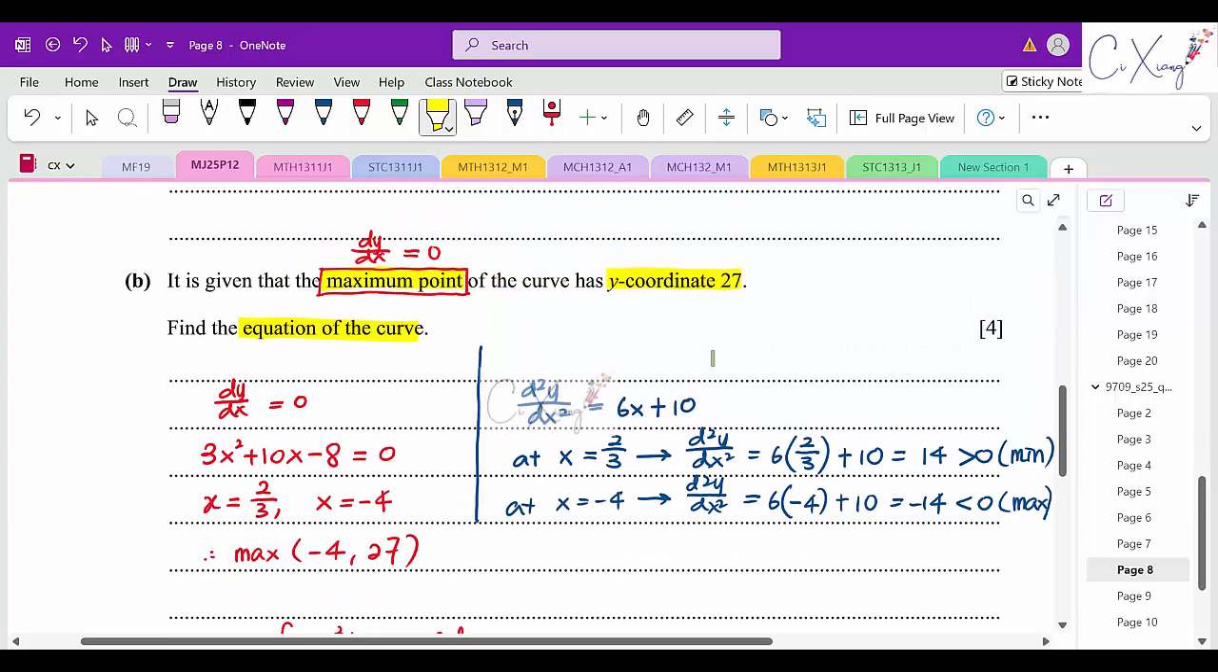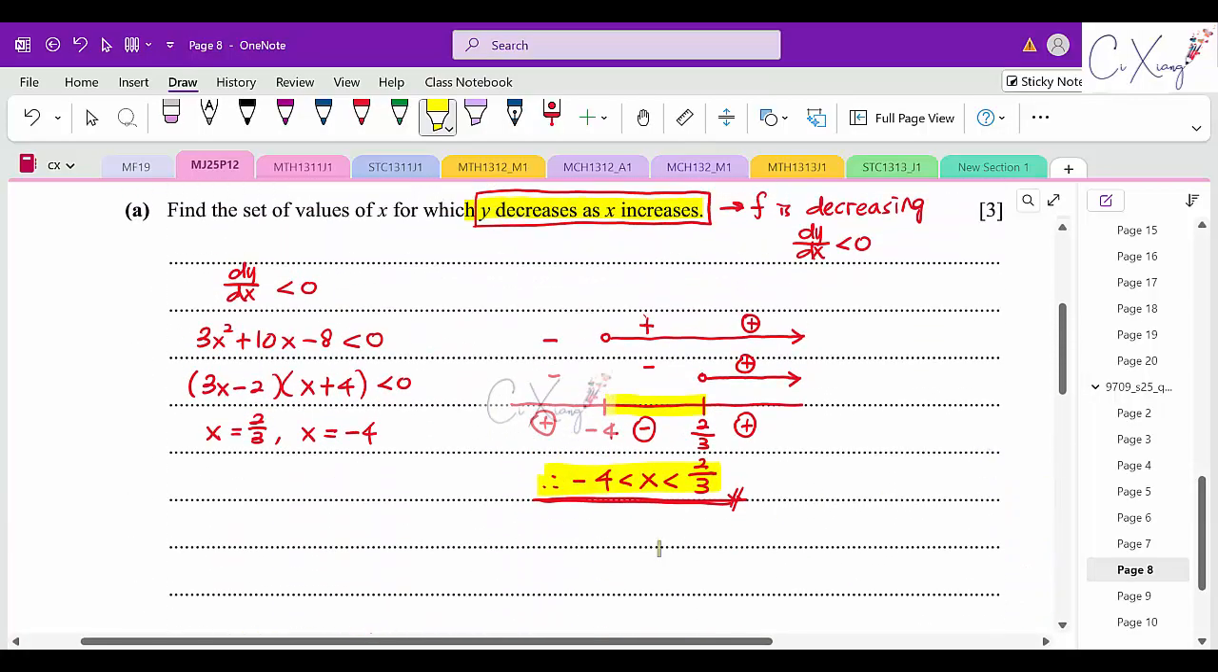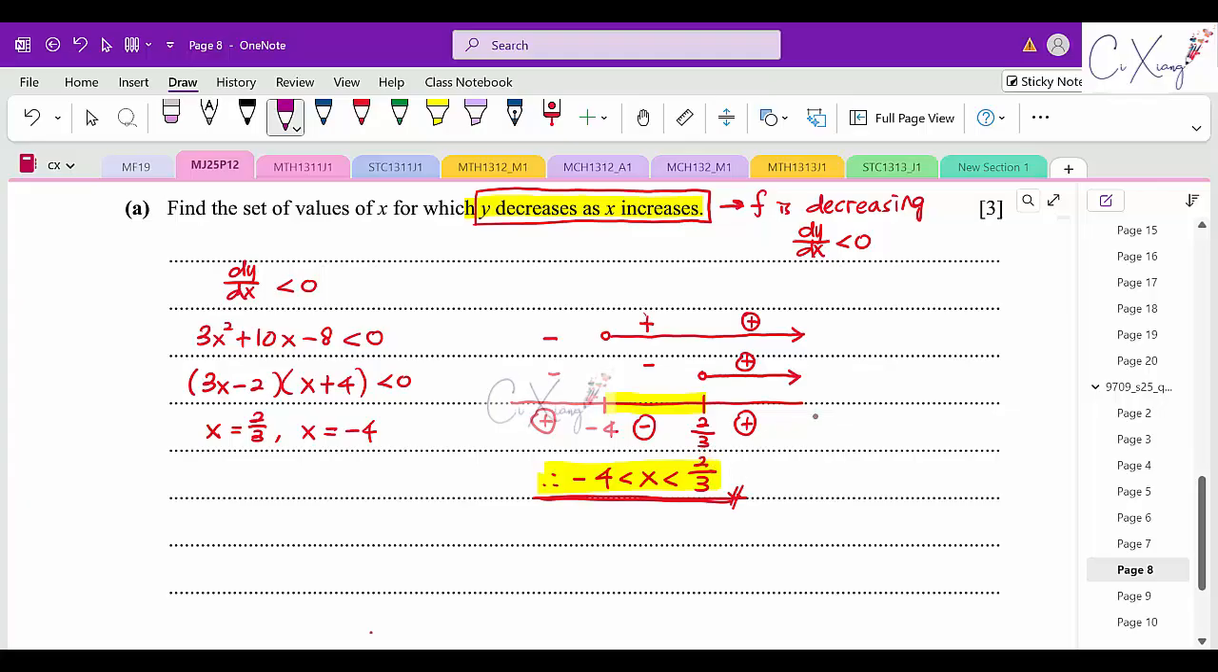Like what we know just now, we are having the maximum y coordinate is 27. So for me to decide which is the value of x that pairs with 27, I apply this d square y by dx square. But basically, according to one of my students, what he did is he realized that just now in part number 1, I'm having a decreasing function for the x between -4 until 2/3. Actually, it also means that when x equals -4, it is a stationary point. 2/3 is also a stationary point.